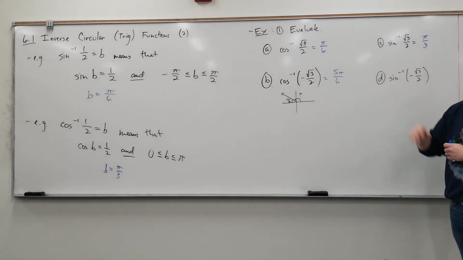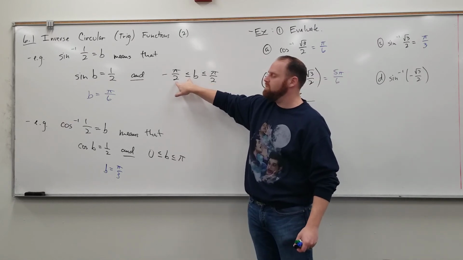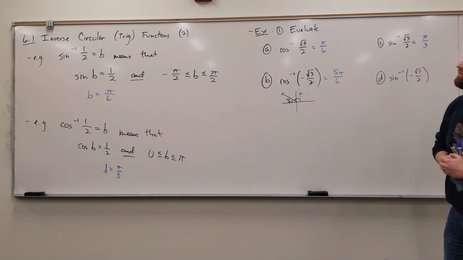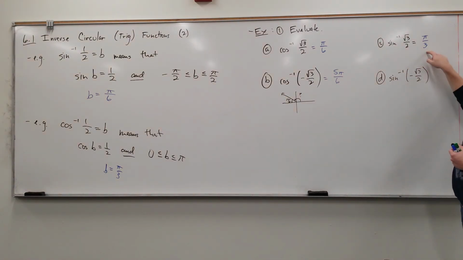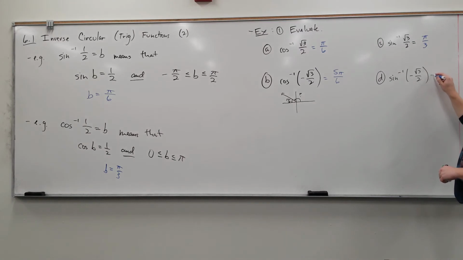So you don't want to be in quadrant 2. You actually want to be in quadrant 4, between negative pi over 2 and 0. But the reference angle should still be pi over 3. So I'm just thinking it's going to be negative pi over 3. That angle is between negative pi over 2 and pi over 2, and sine of negative pi over 3 should be negative root 3 over 2. So that's what does the trick.